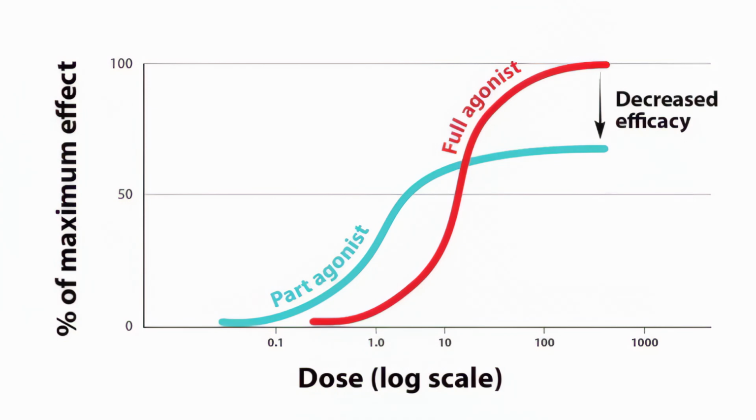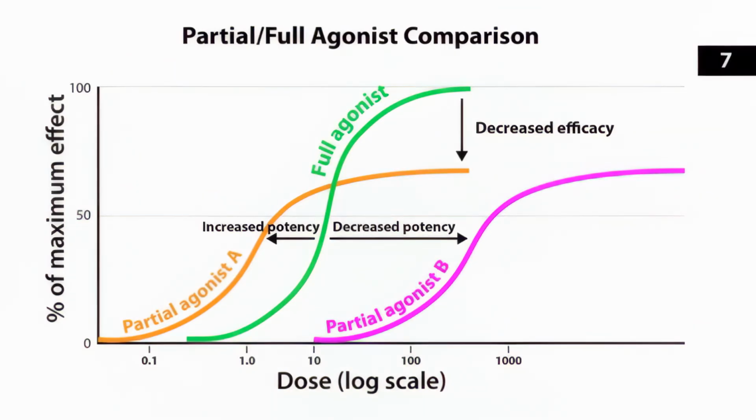But potency is independent. A partial agonist could be more or less potent than a full agonist. It can shift the curve to the right or to the left, independent of what it does to the efficacy. To demonstrate that, look at this graph. The green curve is the full agonist, and the orange and pink curves are two different partial agonists. With either of these partial agonists, the maximum effect is lower, so efficacy is lower.